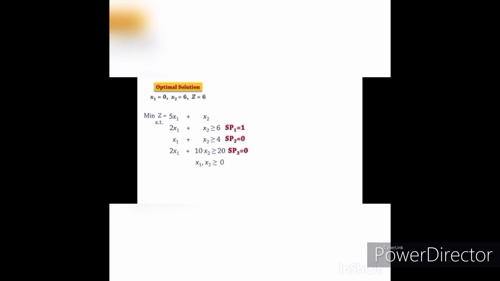Computation for constraints 2 and 3: because they are not binding, the shadow price is equal to 0. So, the shadow price of constraints 2 and 3 is 0.